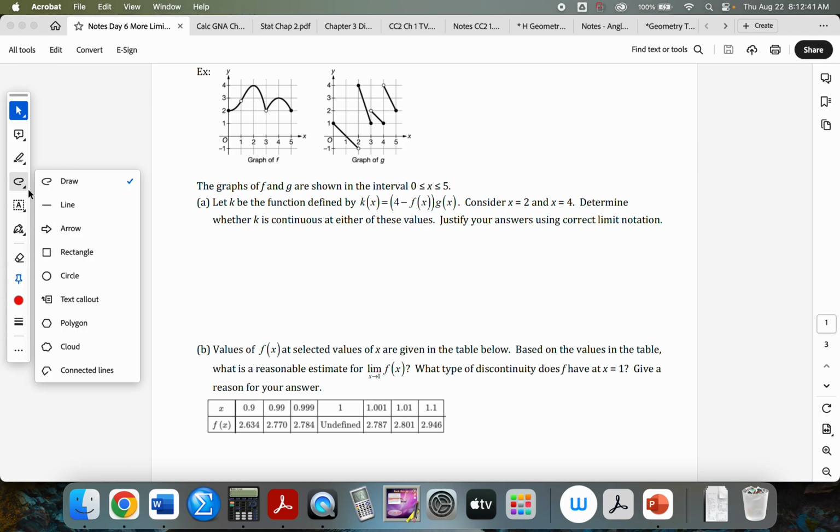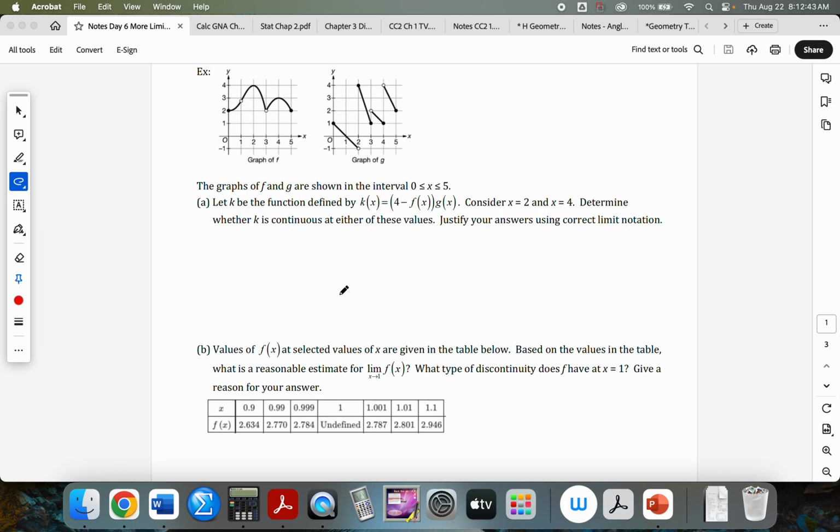That's bizarre. All right. So with something that's this complicated, you're going to need to look at the limits from the left and from the right. Okay? So might as well just start with that. So the limit as x goes to 2 from the left of k of x.